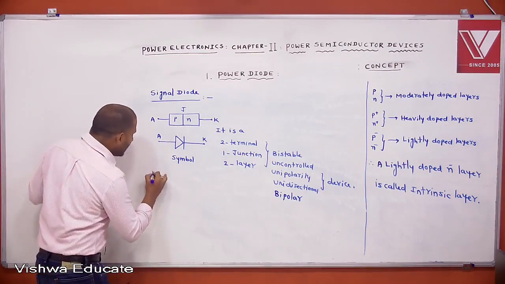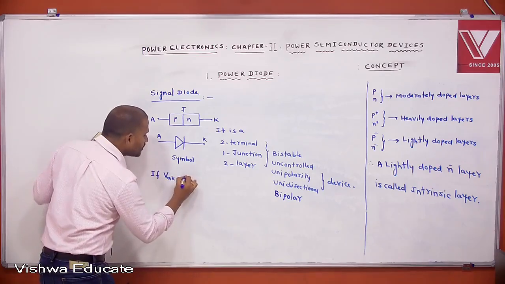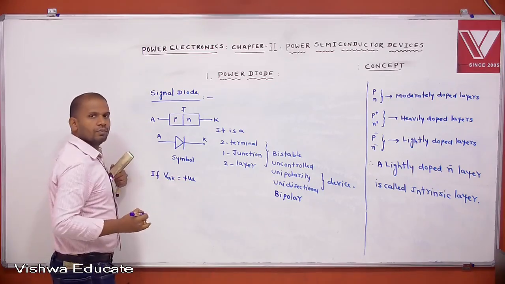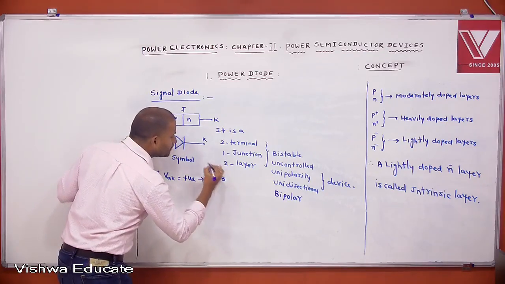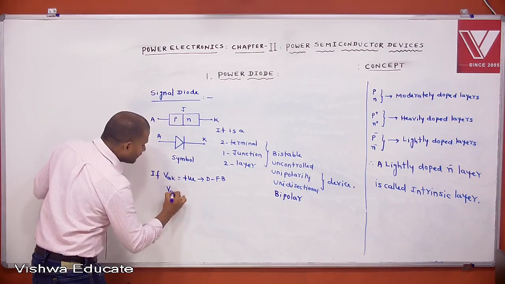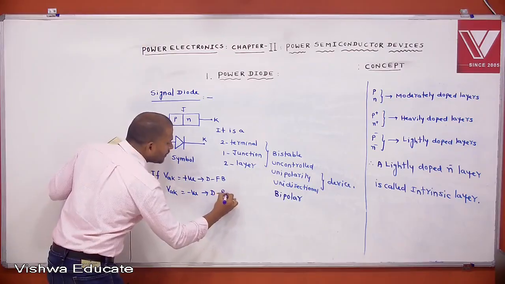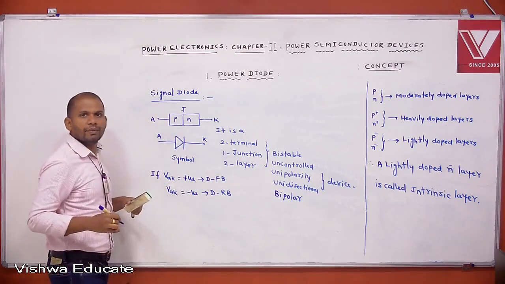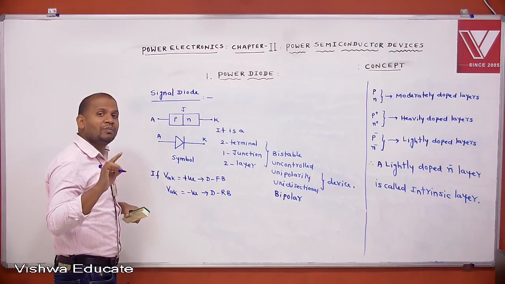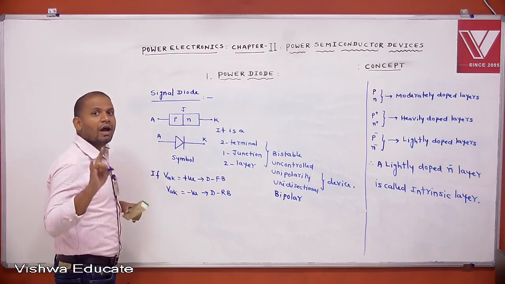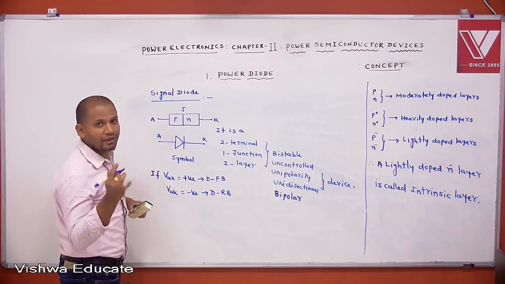If VAK, the anode to cathode voltage, is positive, then the diode is under forward bias. If VAK is negative, then the diode is under reverse bias condition. That means whether the diode is forward bias or reverse bias does not depend only on the anode voltage, or only on the cathode voltage, it depends on both anode and cathode voltage.